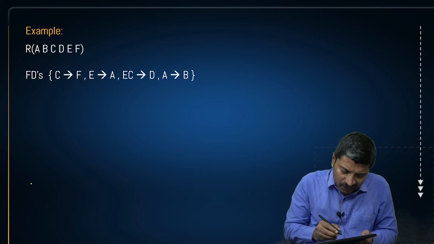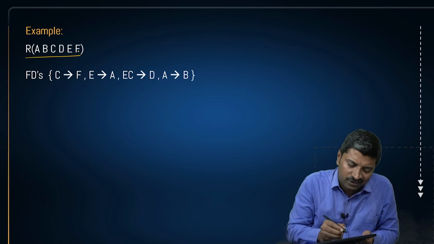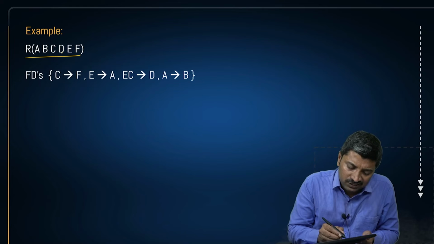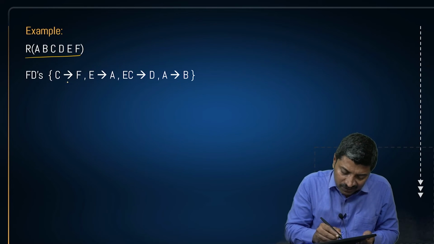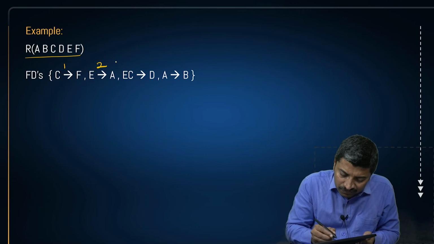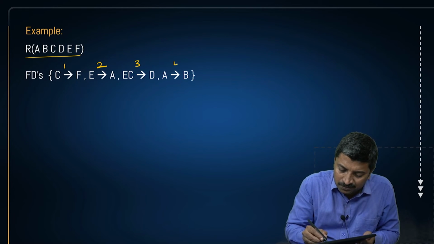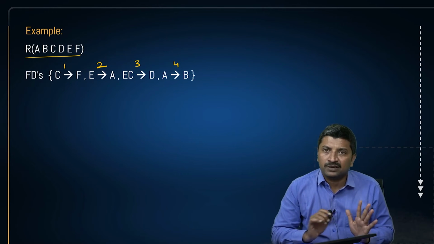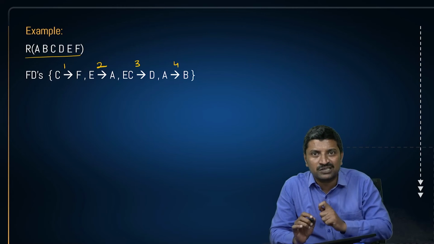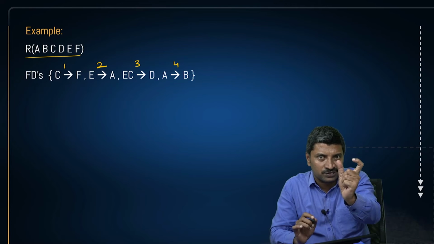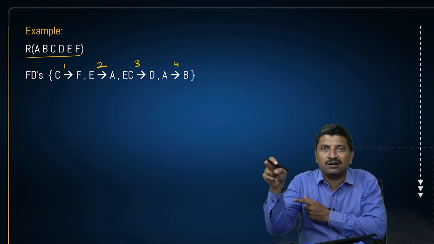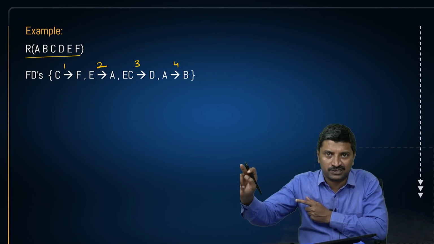Suppose I am having a relation with 6 attributes. A, B, C, D, E, F. Fine. And we are having a functional dependency with 4 functional dependencies. Fine. Clear? Now what is the first task we need to do? We need to verify whether there are any attributes which are not present on right side of any functional dependency.